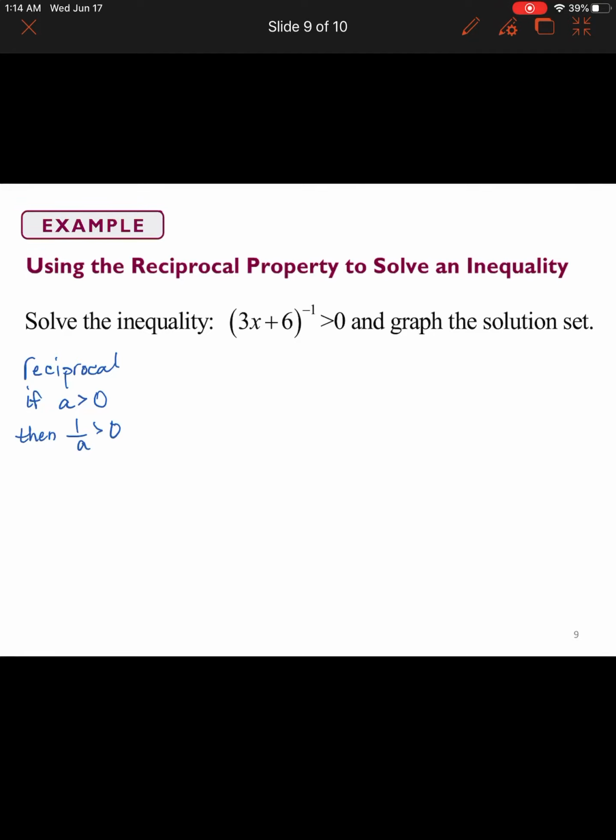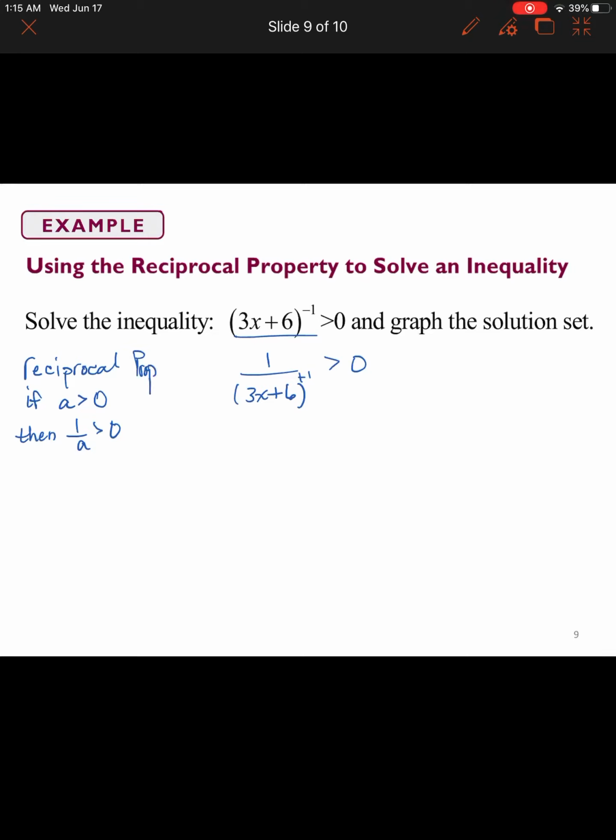So what we have here, this 3x plus 6 to the -1 power is the same thing as saying 1 over 3x plus 6, greater than 0. Now, if we apply the reciprocal property, that should not be to the -1 power. That should be raised to the +1, because that negative exponent said move the base to the denominator, and it says just keep the value of the exponent. Now, I just wanted to clear that up.